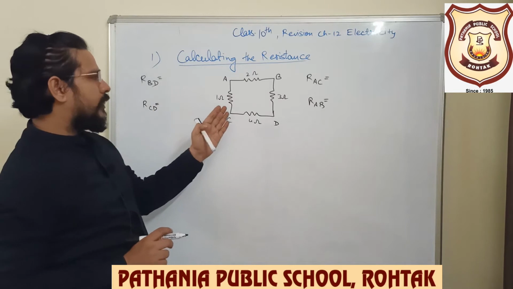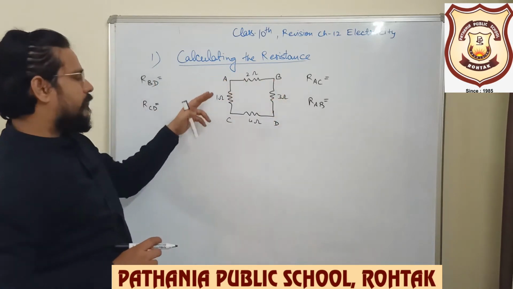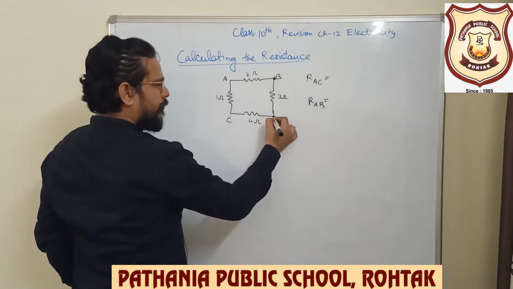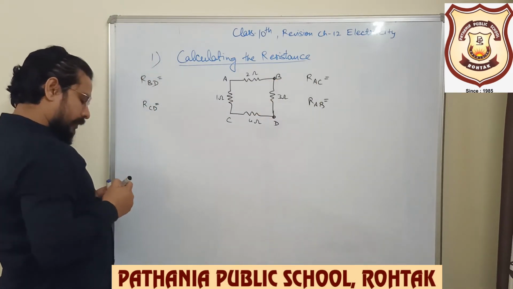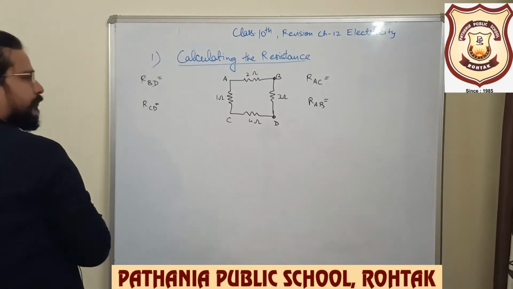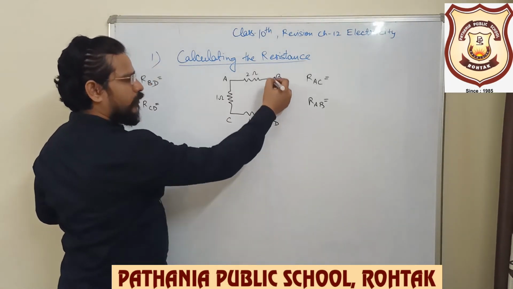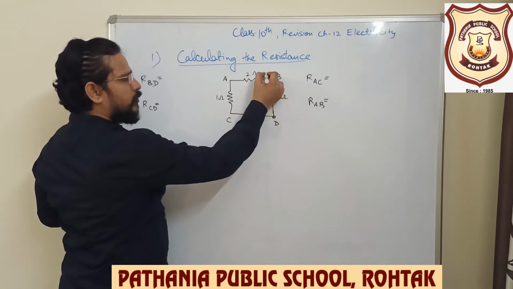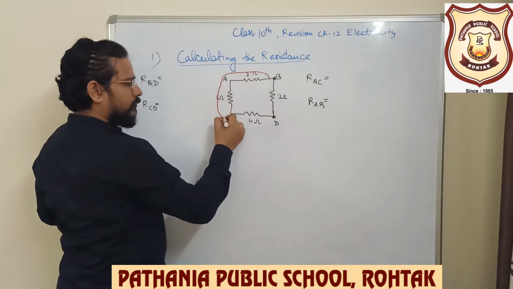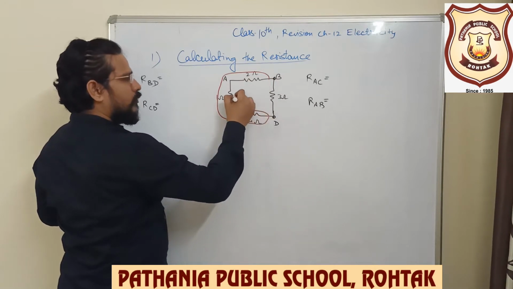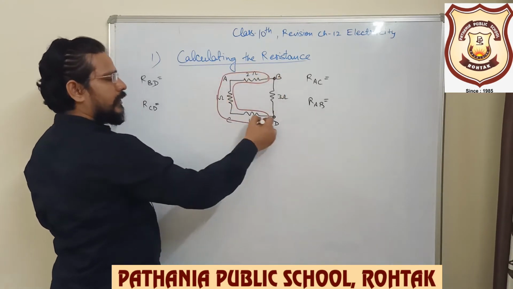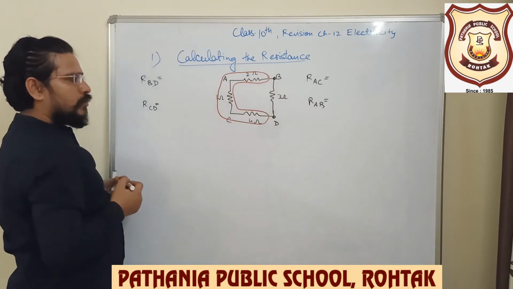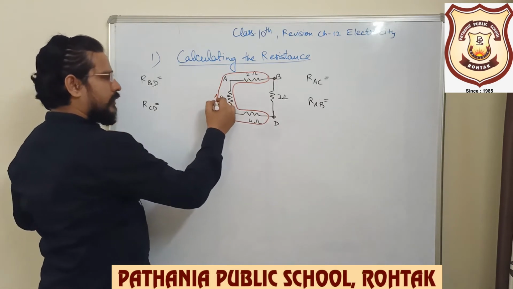Let us first calculate the R_BD value. If you look at the problem from the perspective of points B and D, then I would like you to notice this. From these 2 points, you can see that these 3 resistances are connected in series, one after another, then after another. So these resistances are connected in series.